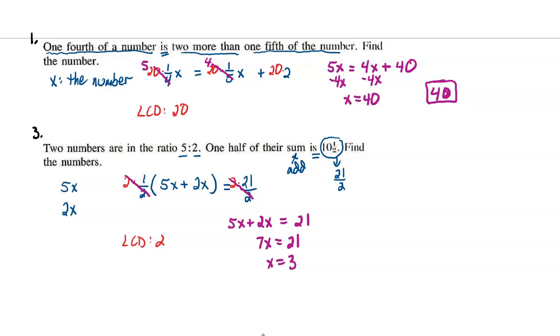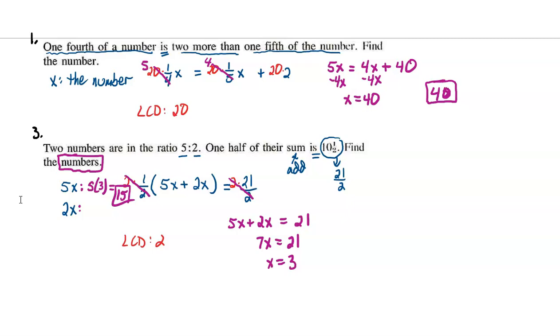Now, is the answer to the question 3? What were we asked to do? We were asked to find the numbers, plural. We're looking for 2 numbers. Now, we even described them. One of the numbers is given by 5x. And we now know the answer for x. We can figure out what 5 times 3 is. 15 is one of the 2 numbers.